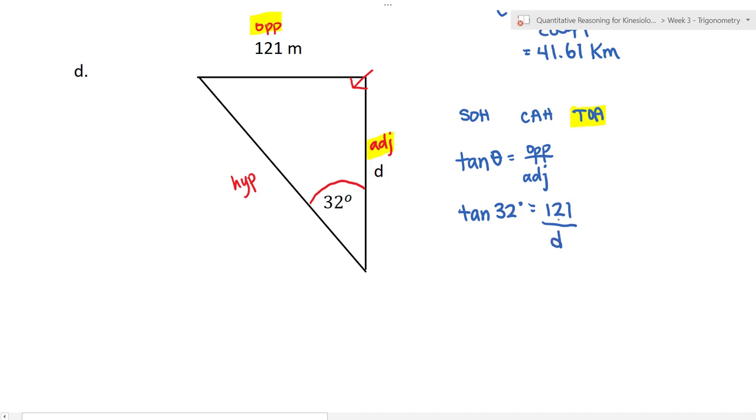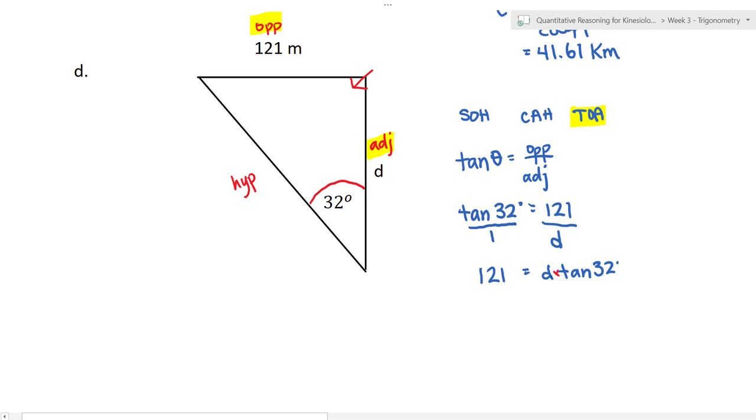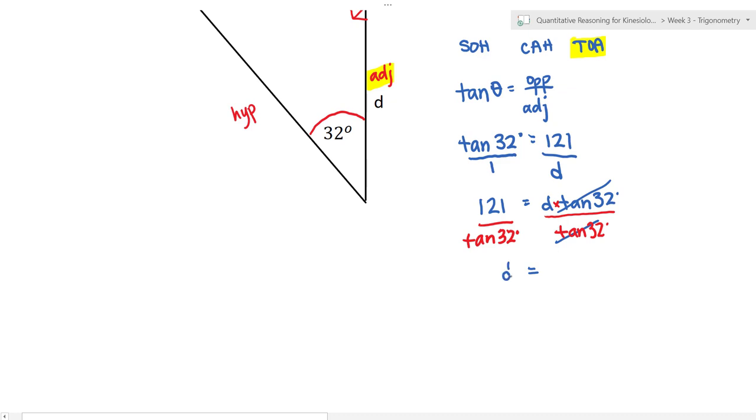Now we're trying to solve for D. We want to get rid of this fraction, so we're going to turn this into a fraction so we can cross multiply. So we're going to multiply 1 times 121, which is just 121, is equal to, now we're going to multiply D times tan 32. And that just gives us D tan 32. We're trying to solve for D, so we want to get rid of that tan 32 degrees. Remembering that there's an invisible times sign here. To get rid of the tan 32 degrees, we divide both sides by tan 32 degrees. And now tan 32 degrees cancels on the right side. So we have D left over on the right side equals 121 over tan 32 degrees. I'm just going to rearrange it so D is on the left side instead so it looks better.